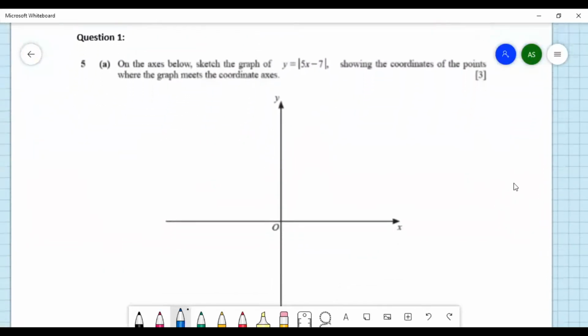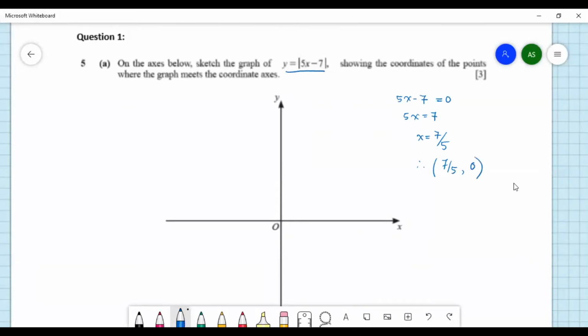So let's say, for example, you are going to sketch the graph of y is equal to the modulus of 5x minus 7, by showing the coordinates of the points where the graph meets the coordinate axis. As I have mentioned last time, we need to find your turning points first. So how to find the turning points? That will be 5x minus 7 is equal to 0. So therefore, 5x is 7, and that will give us an x which is 7 over 5. So your turning point is at 7 over 5, and of course, the y value is actually 0.